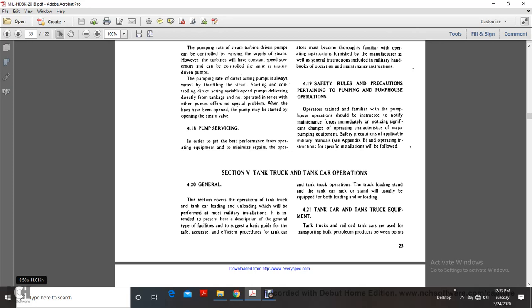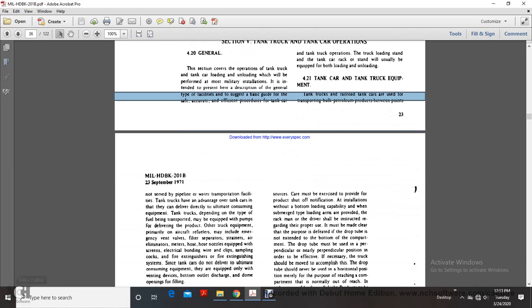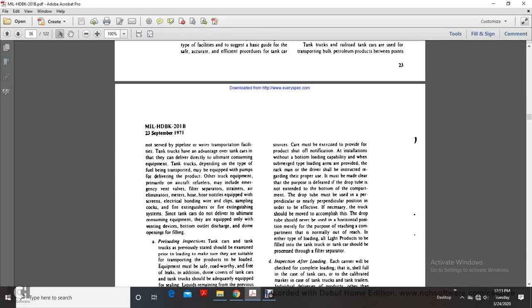The truck loading and tank truck car rack will usually be equipped with both loading and unloading tank car and tank truck equipment. Tank trucks and rail tank cars are used for transporting bulk petroleum products between points not served by pipeline or water transportation facility. Tank trucks have an advantage over tank cars, in that they can be delivered directly to the ultimate consumer of the equipment.